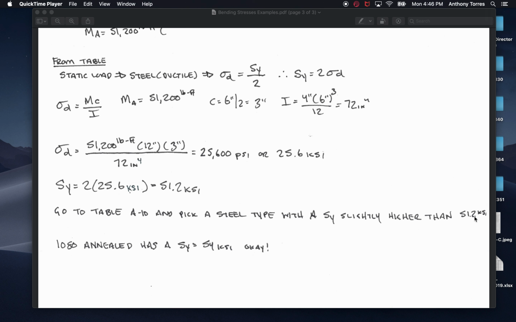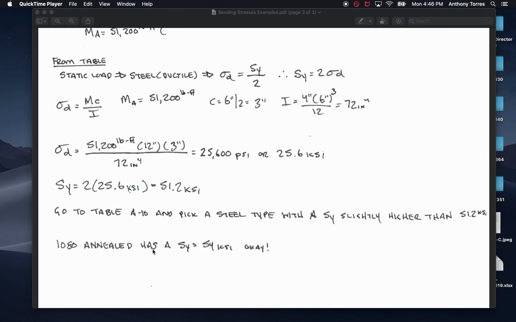Okay, so just go back to that table that's in that lecture, and we see that 1080 annealed has an Sy equal to 54 ksi. So this one's just slightly above it. It's perfect, so that one's okay. So that's a suitable one.